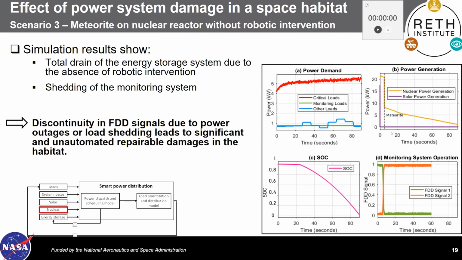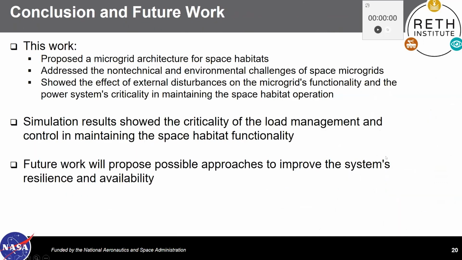Leila, I'm going to give you about 10 more seconds. I'm done. I'll conclude my work. We can go to the last slide. This work proposed a microgrid architecture for the space habitat, addressed the non-technical and environmental challenges of the space microgrid, and showed the effect of the external disturbances on the power system. Thank you so much. I'm sorry I went very fast, but please let me know if you have any questions. I can go over them.